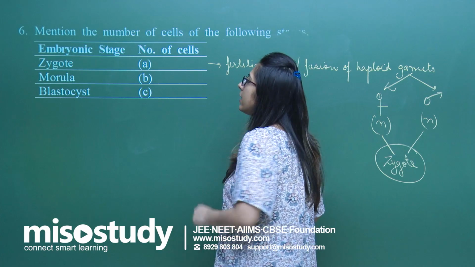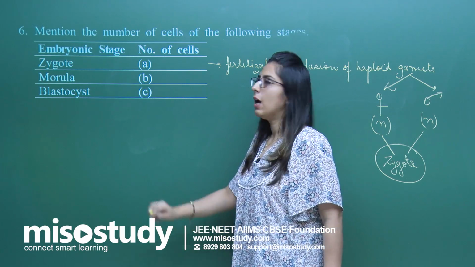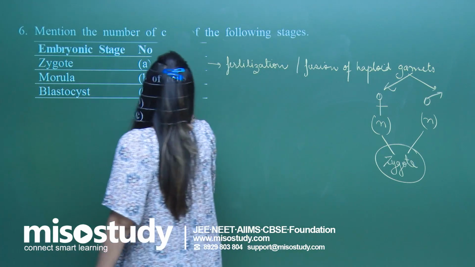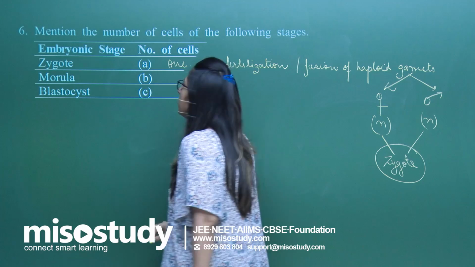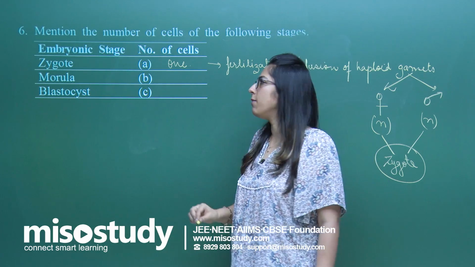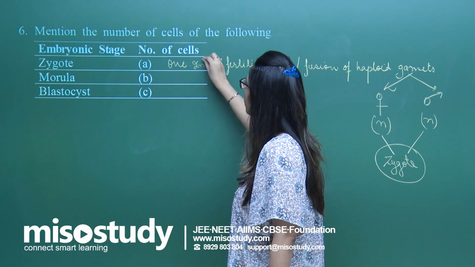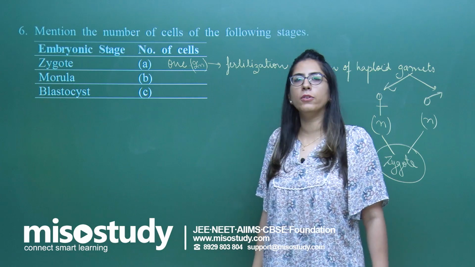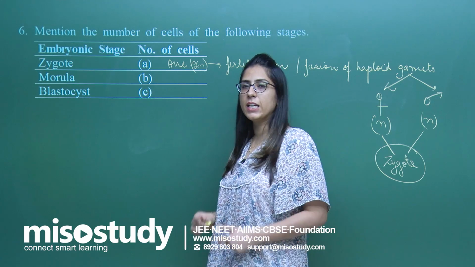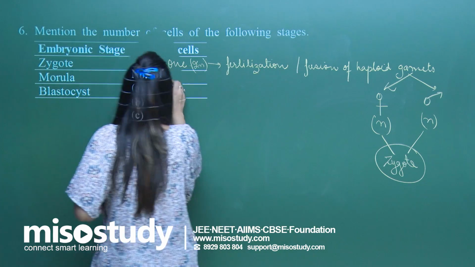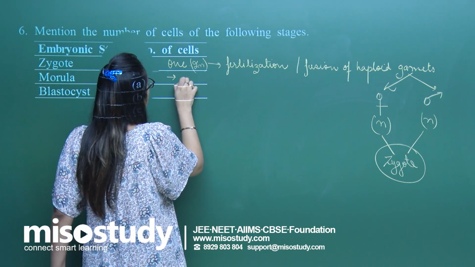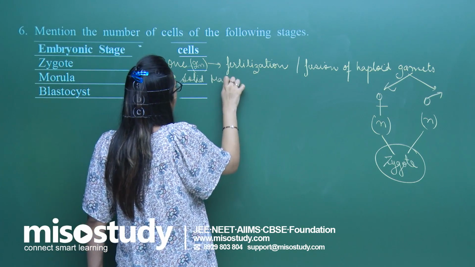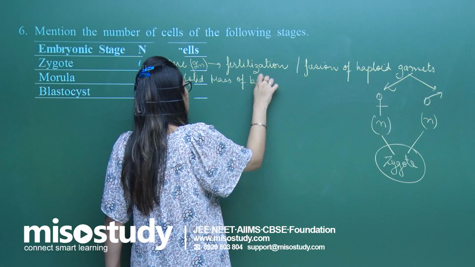Now, come back to this side. Here I have written zygote, and I have to write the number of cells. In this case, the number of cells in the zygote is always 1, because it is formed by the fusion. And one more thing, this is always 2n, because of the fusion of haploid cells. Now, let's talk about the morula. Morula is that stage, a solid mass of a ball.